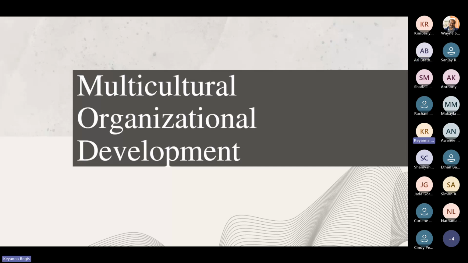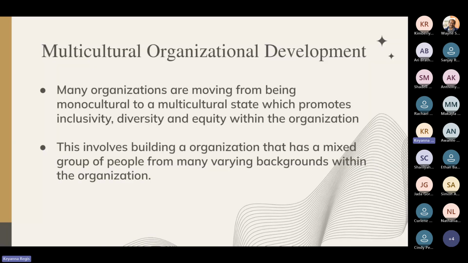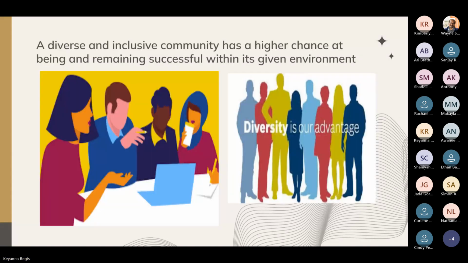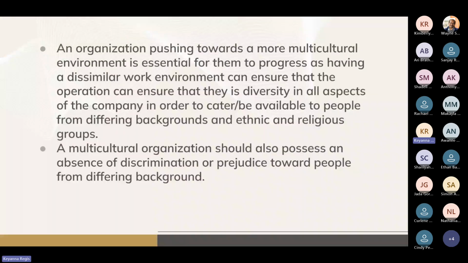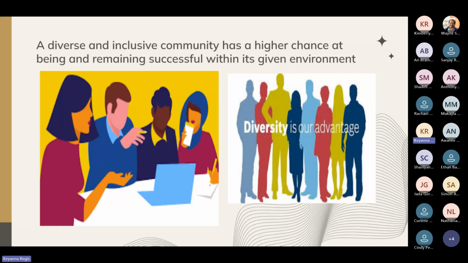Yeah. Okay. Multicultural organizational development. Many organizations are moving from being monocultural to a multicultural state, which promotes inclusivity, diversity, and equity within the organization. This involves building an organization that has a mixed group of people from many varying backgrounds. A diverse and inclusive community has a higher chance of being and remaining successful within its given environment.